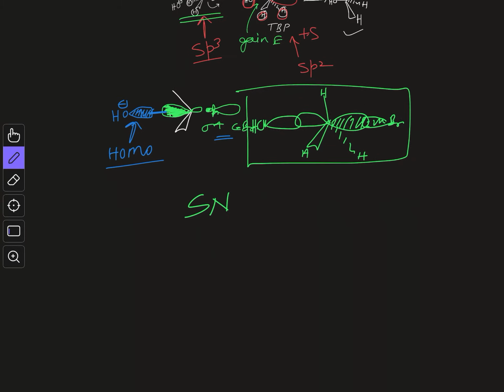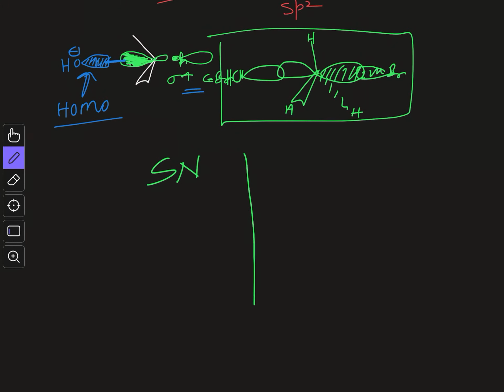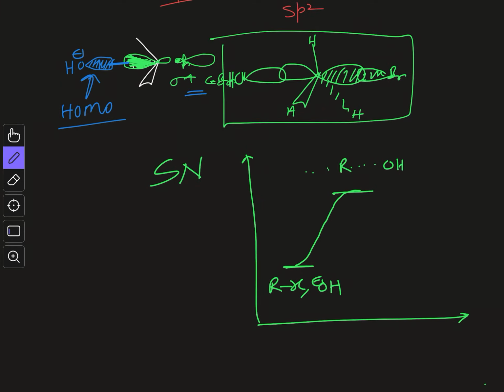Now this is a single step reaction, and if you look into the energy profile diagram, this is how it looks. Here you have the RX and the OH minus nucleophile. Now it goes through a transition state. Here you have this R, you have this OH, and you have this X, both weakly bonded to R. This is the transition state, and after going through the transition state, it leads to the product, which is the ROH. So this is a single step reaction.